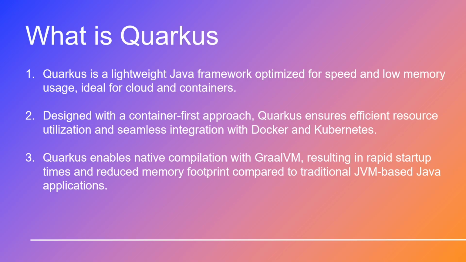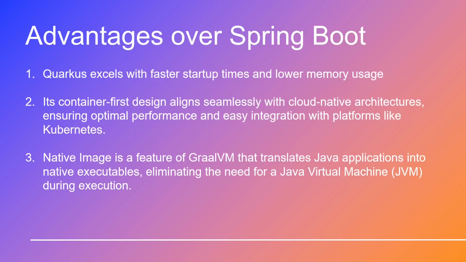You may ask, what is Quarkus? 1. Quarkus is a lightweight Java framework optimized for speed and low memory usage, ideal for cloud and containers. 2. Designed with a container-first approach, Quarkus ensures efficient resource utilization and seamless integration with Docker and Kubernetes. 3. Quarkus enables native compilation with GraalVM, resulting in rapid startup times and reduced memory footprint compared to traditional JVM-based Java applications. This is what makes Quarkus better to use than Spring Boot for microservices.